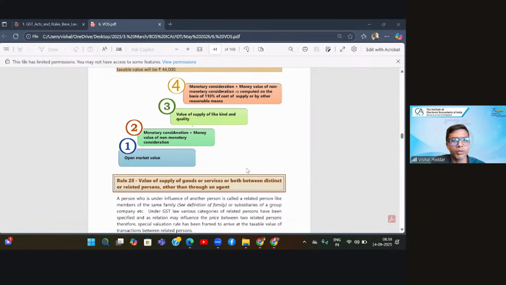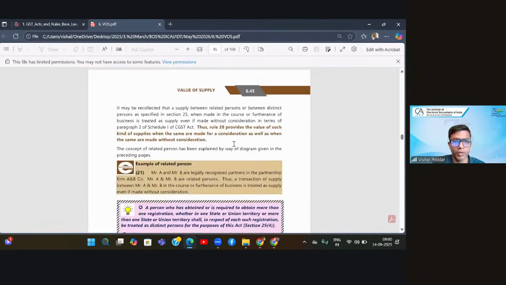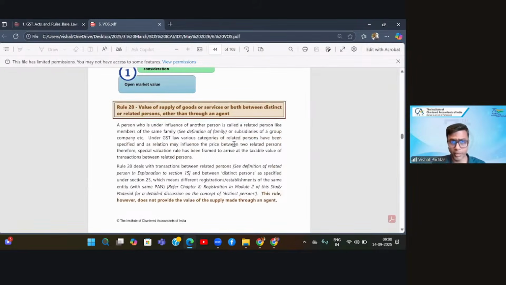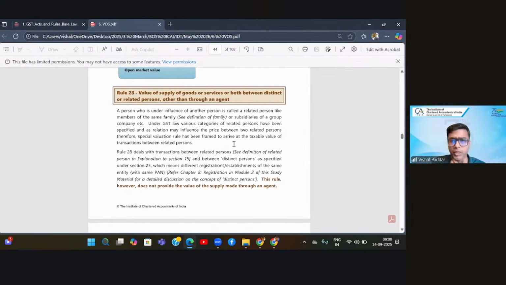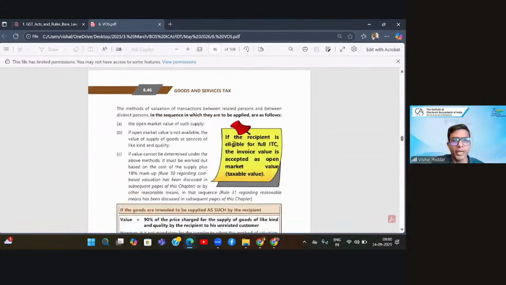Yes. Now see, once you all have understood 27, 28, 29, I will not be required to explain because they are very straightforward. So what does 28 say? Firstly, 28 applies where the transaction is with a related person, except agents, because for agents you have Rule 29, or the transaction is with your own entity having a different GST number, which we call distinct persons. How is the valuation done under Rule 28?